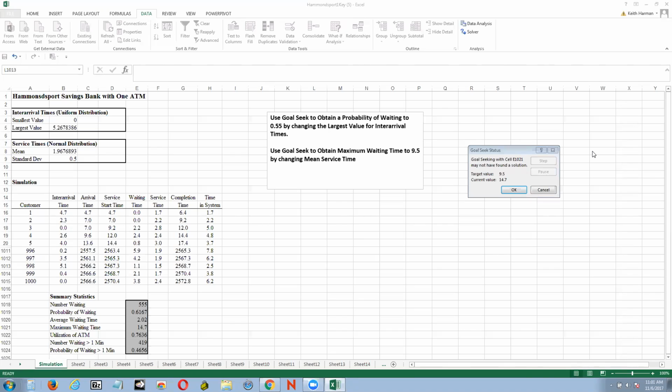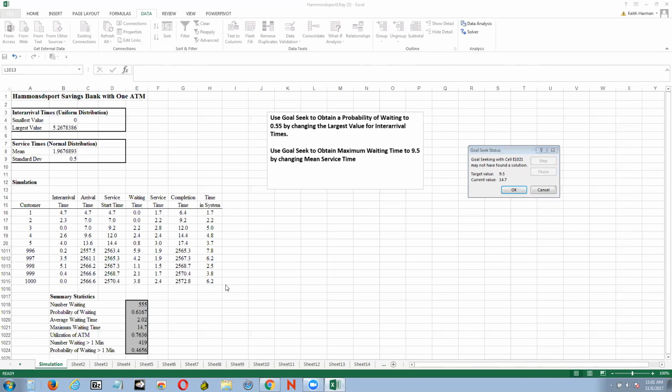Nonetheless, we went back over what we're doing this week. This is module 11, and I'm going over the key for Hammond's Port 1. The first task was to use goal seek to obtain a probability of waiting of 0.55 by changing the largest value for enter arrival time. The second was to use goal seek to obtain a maximum waiting time of 9.5 by changing the mean service time.